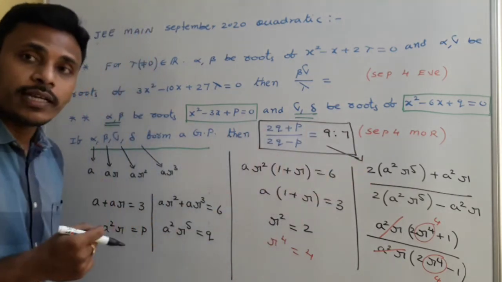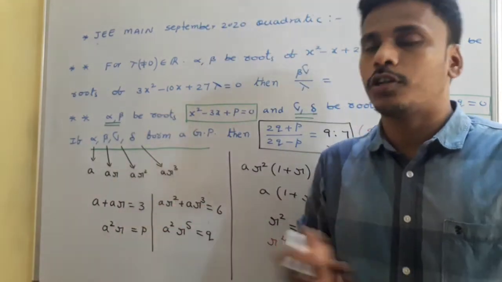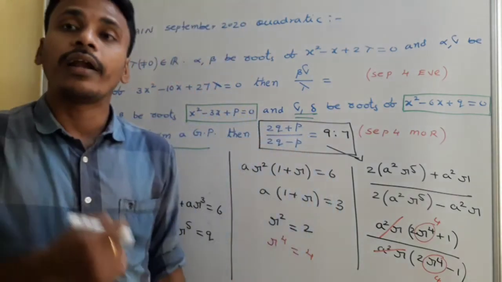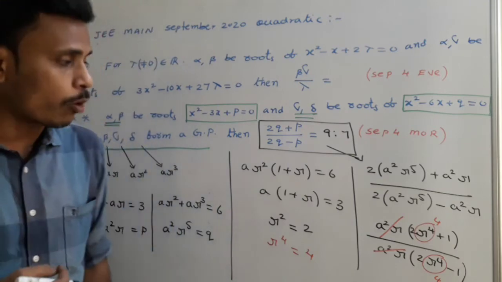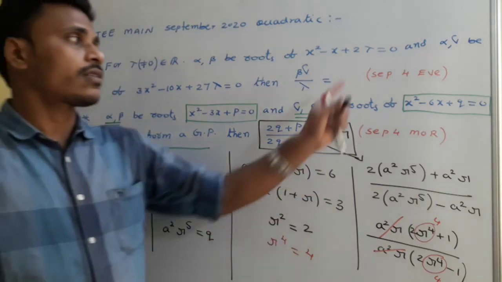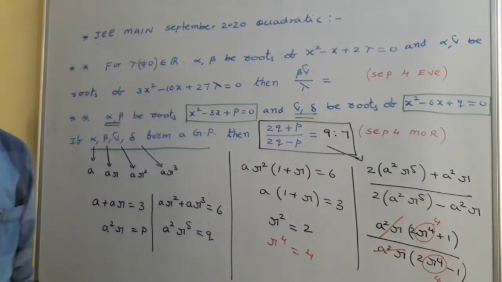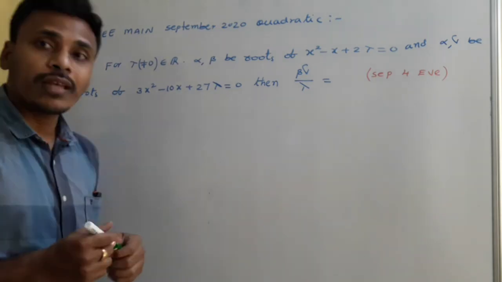See, the problem needs a little bit of knowledge related to geometric progression as well as a little knowledge related to quadratics, and needs your calculative and logical skill. At the end your answer for the problem is 9 is to 7. Okay, just have a look and then I will discuss the next question, which was asked in the September 4th evening session. So next problem, September 4th evening session.